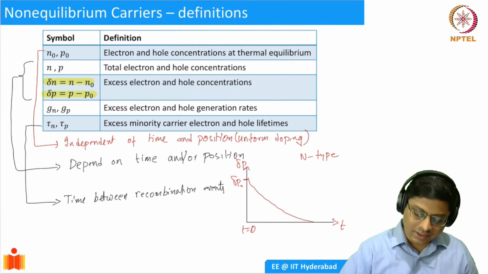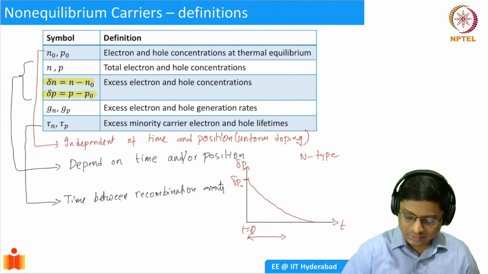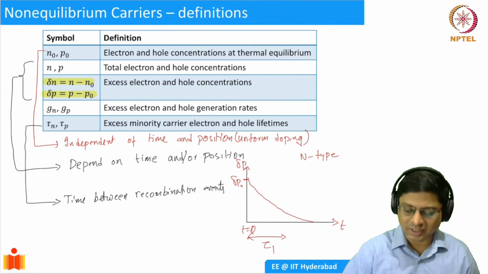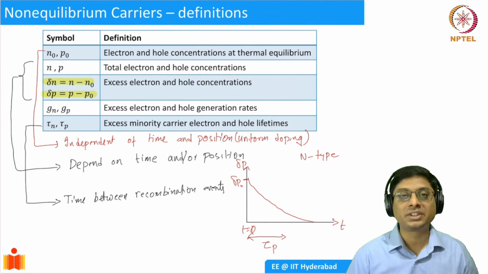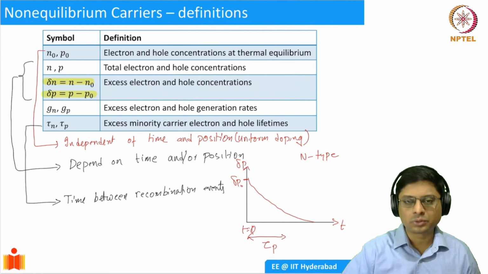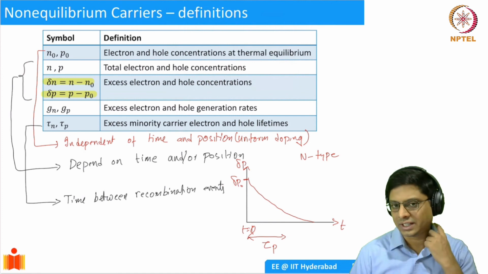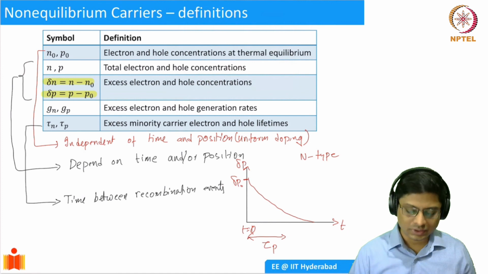Essentially the time required, this is tau, which is tau P, the excess minority carrier recombination time. So how much time does it require for the density to fall to 1 over e of its value? We will actually solve it and show you this at the end of today's lecture. So these are the definitions.